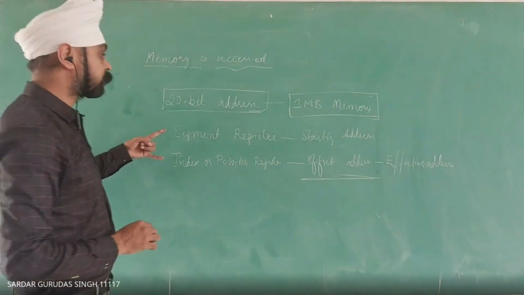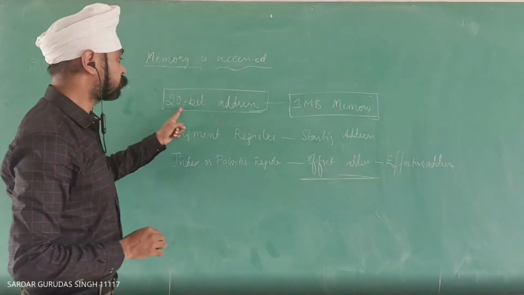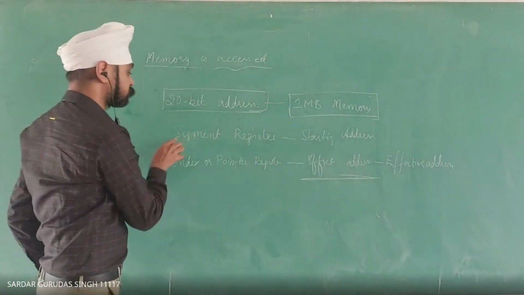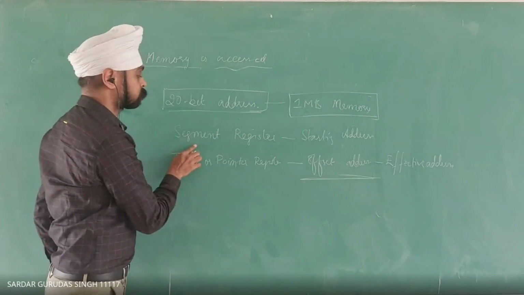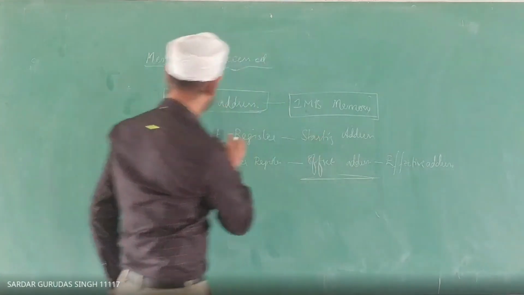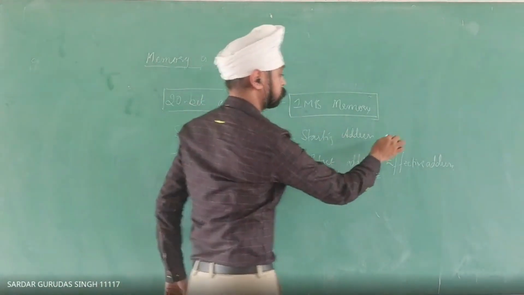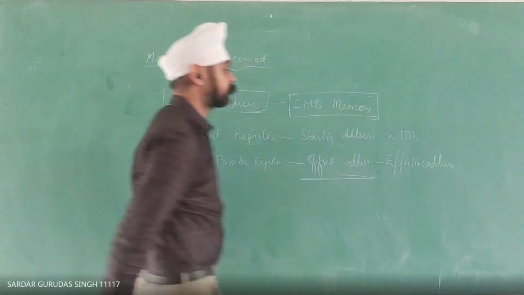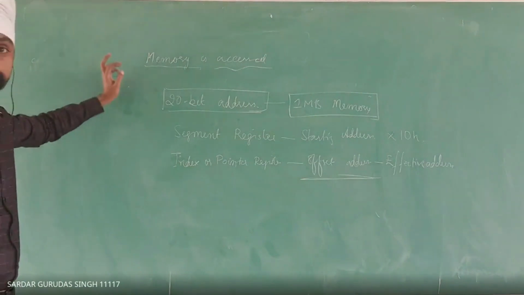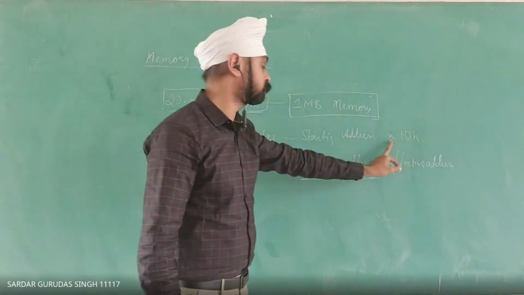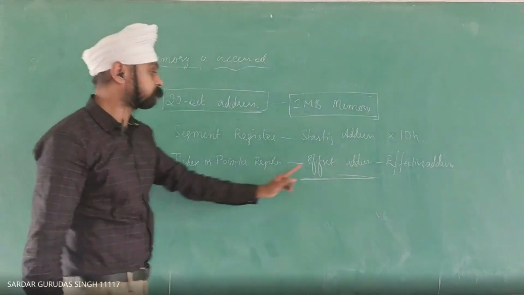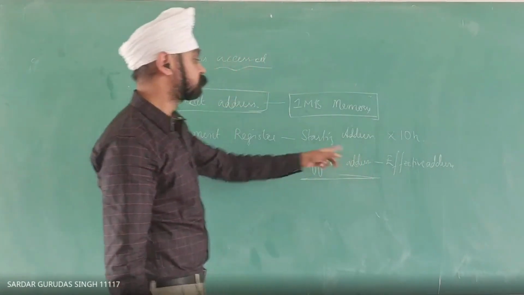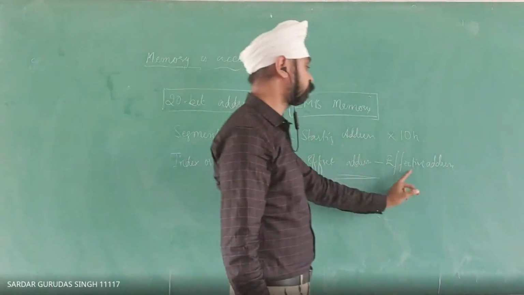So this is how we calculate the 20-bit address to access 1 megabyte. We specify the starting address in the segment register, to which 4 zeros are added at the LSB side, that is, multiplied by 10H, plus this offset address. This is the displacement from the starting address. The displacement from the starting address is known as the effective address.